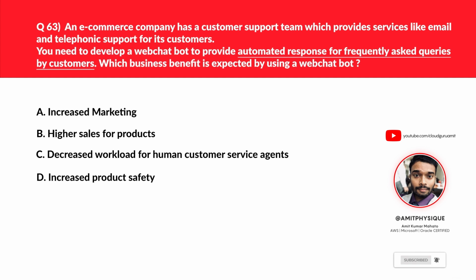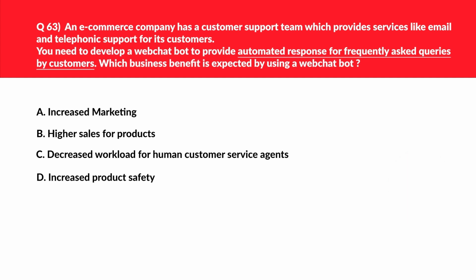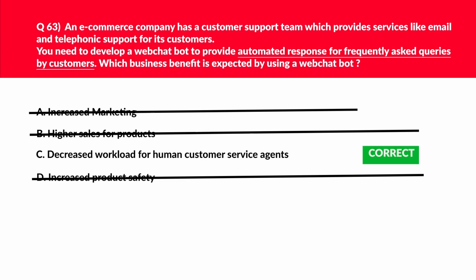Now let's say the company has 10 chatbots and 10 human agents. Then one human agent needs to attend only 5 customer calls per day. That is half of the baseline which I have mentioned. From this example, it's clear that the workload for human customer service agents is reduced. Therefore, we can notice a decrease in workload. So C looks good. We'll reject the rest of the options and lock it as the correct answer.